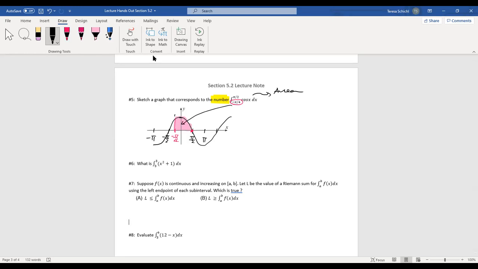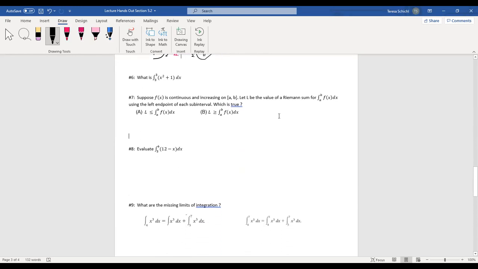Okay, now let's take a look at number 6. What is the value of the integral from 3 to 3 of x squared plus 1? This number is equal to 0, because I want to find the area between these two numbers, but these two numbers are both 3, right? So there's no area, so it's 0 here.